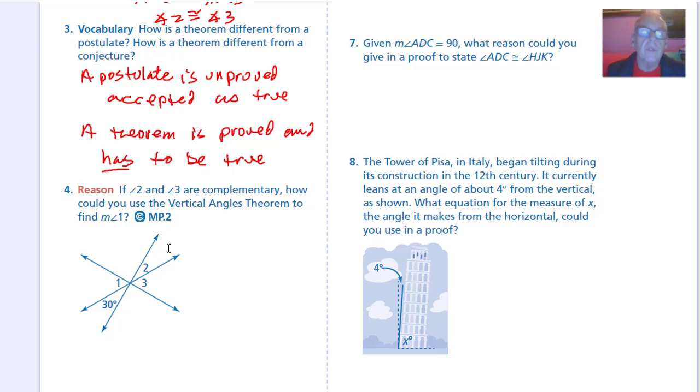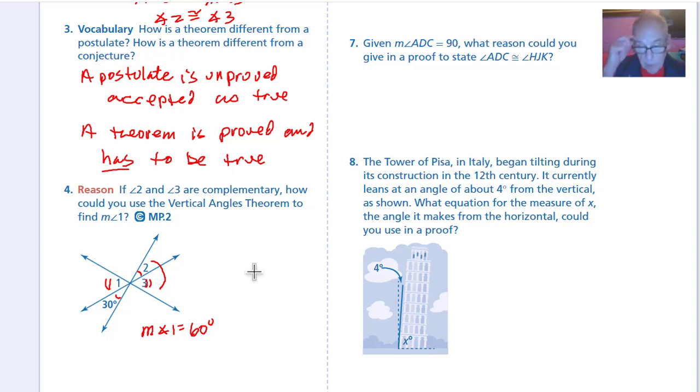Okay, for this one we can see that they're telling us that angle 2 and angle 3 are complementary. That means these two angles add to 90 degrees. And then angle 2 is the same as this 30 degree angle, and angle 3 is the same as this angle that's marked 1. So angle 2 and angle 3 add up to 90 because they're complementary. And then we can see that angle 1 and the 30 also need to add up to 90. If we do 90 take away 30, we have angle 1. The measure of angle 1 has to be 60 degrees.